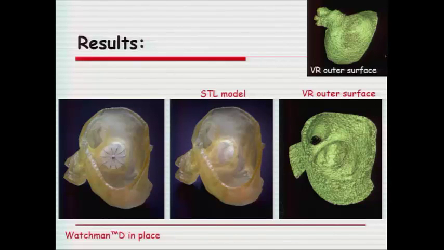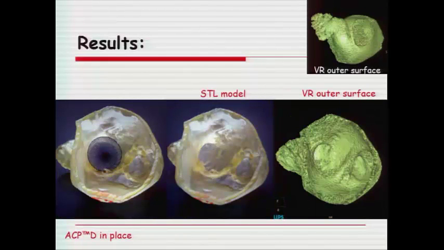This is the surface of the mitral valve, and again, the orifice of the left atrial appendage and the orifice of the left superior pulmonary vein, with the veins sticking out here on the side. And you can see here how the Watchman device was inserted into the model. This is a different case where an Amplatzer device was inserted.